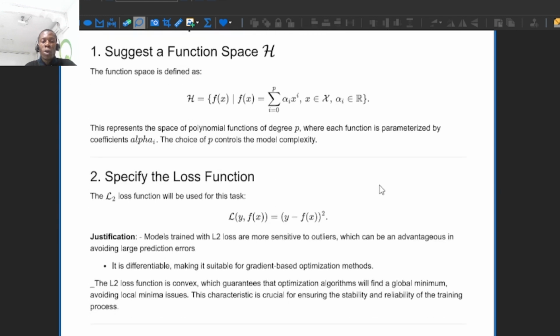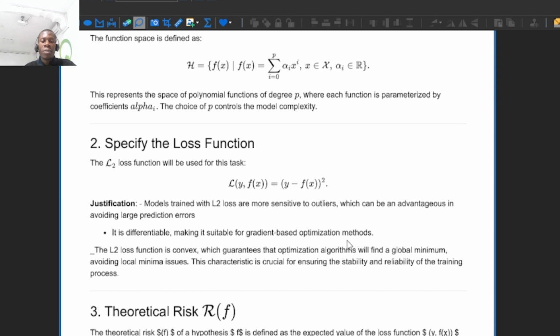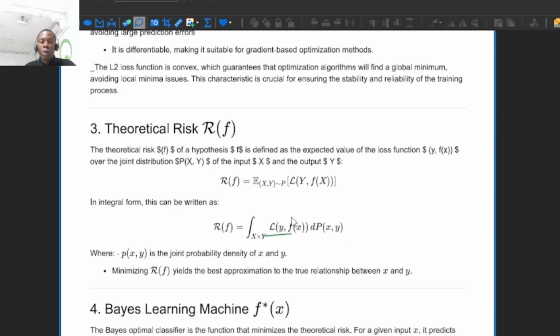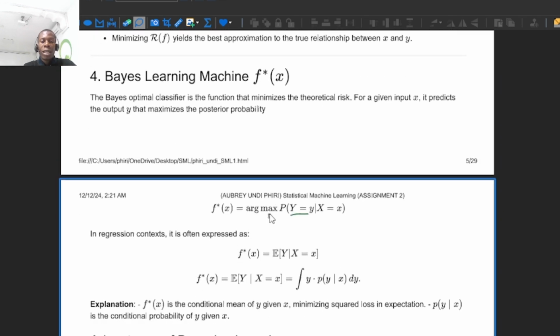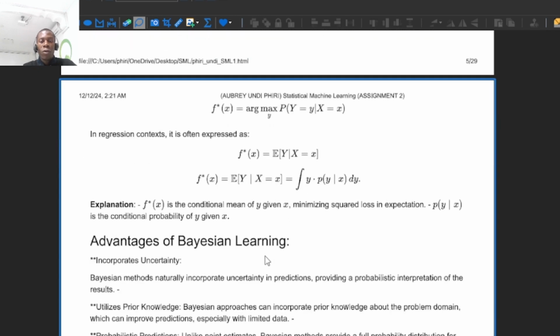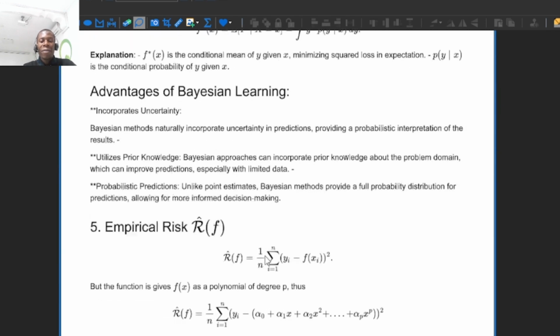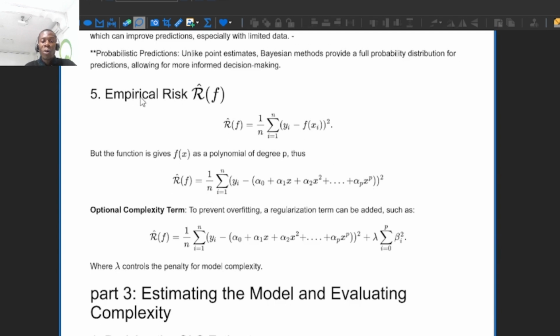Then the L2 loss function was used in this task because it guarantees an algorithm that optimizes the global minimum. So it would calculate the theoretic risk. And basically this would be a Bayesian learning machine, meaning that given the independent variable we would have the dependent variable, so y given x. So this is the type of data that we're dealing with. This is actually the risk that we calculate with the data that we have. So this is how it will be calculated, or it was calculated.